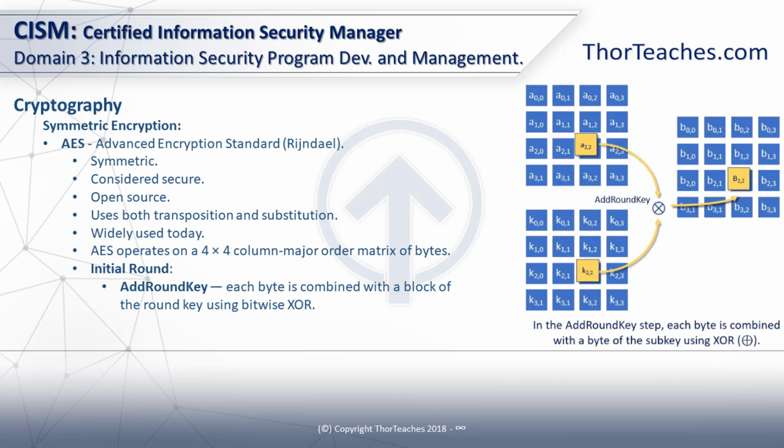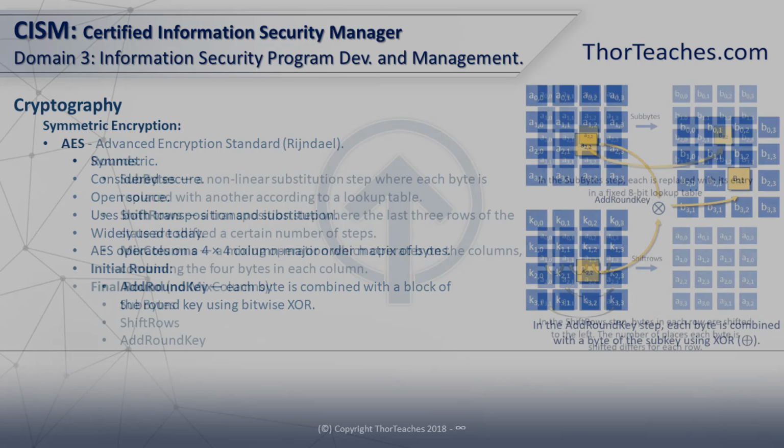So in the initial round, we have the add round key. Each byte is combined with a block of the round key using XOR. Over here on the right, you can see 16 bytes, A0,0, A0,1, A0,2, A0,3, and so on. And if we look at the A2,2, it's then XORed with a key, K2,2, which turns it into B2,2. And depending on the key length, the encryption will then go through the rounds here multiple times.